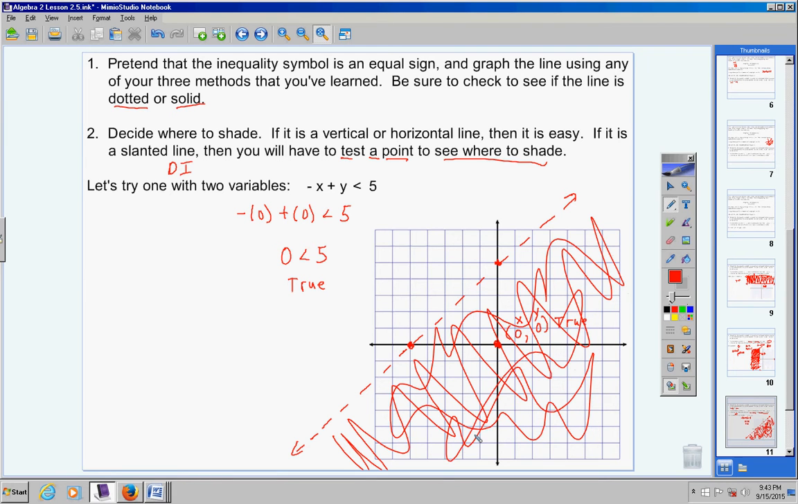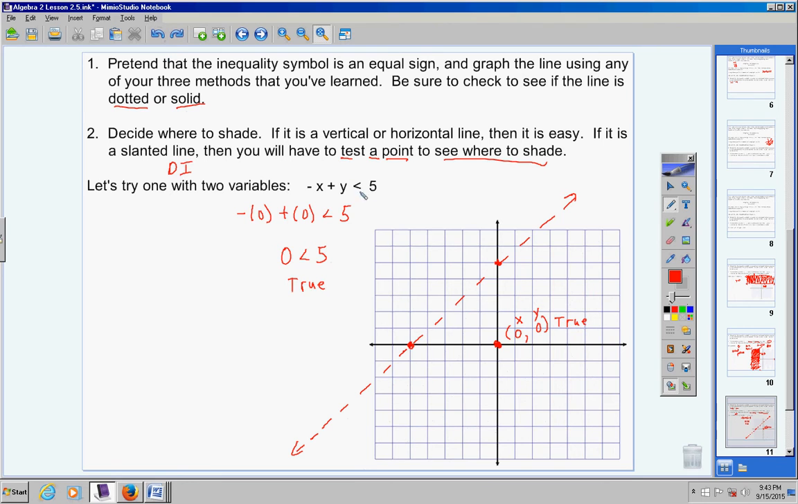That easy. Now you're thinking, Mr. Earhart, maybe you're wrong. You told us you could not look at this arrow and notice shade below, but yet we shaded below. Okay, let me make one change in this problem, okay? Pretend the original problem was this. Let's see. Negative x plus y.